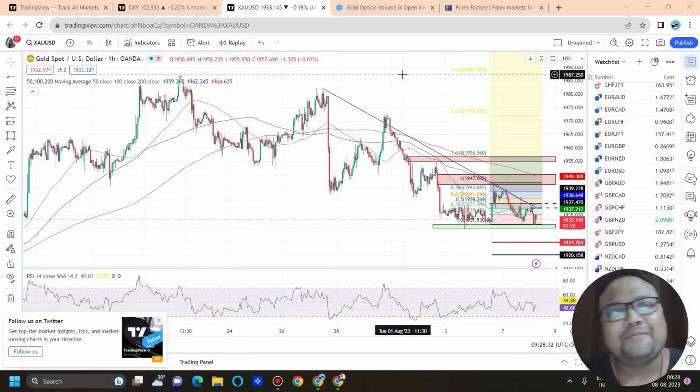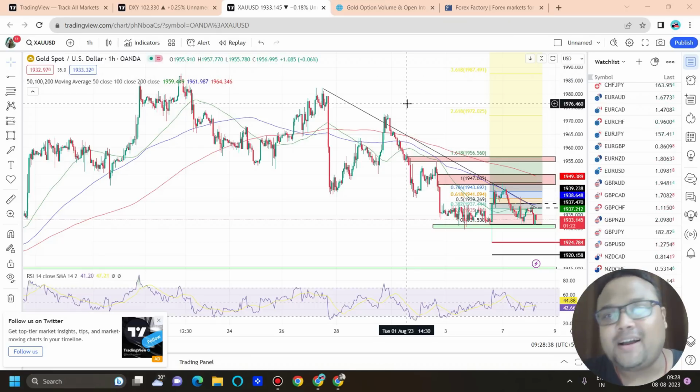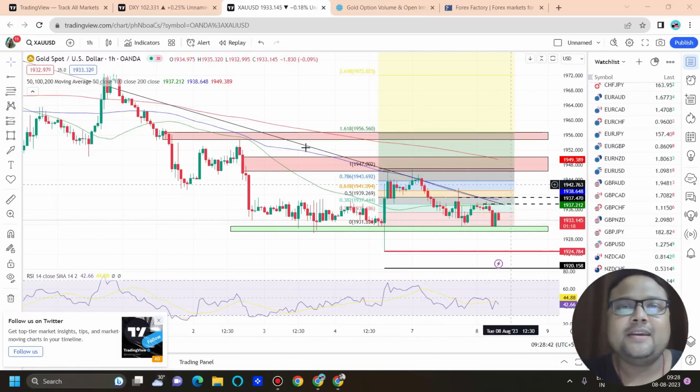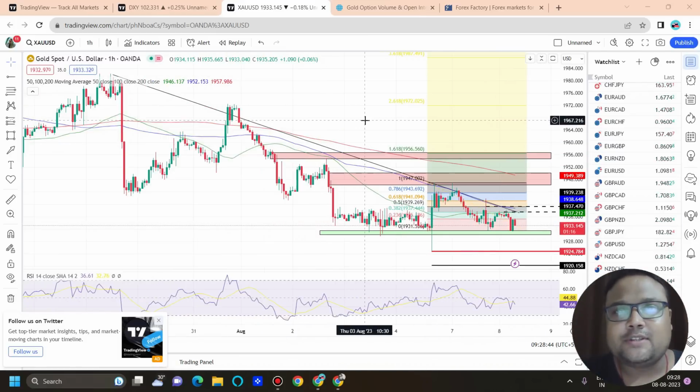So here I am with the chart of gold. My dear friends, this is the 1 hour chart of gold in front of us, and the market is standing at 1933 right now. Overall, the market is waiting for CPI, which is coming on Thursday, as a result of which we don't see much volatility in the market.